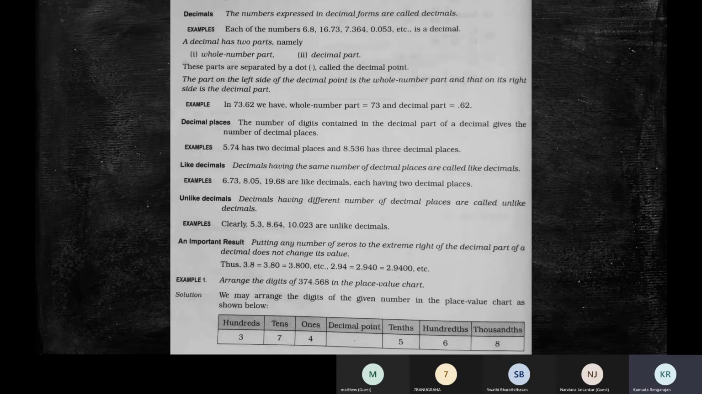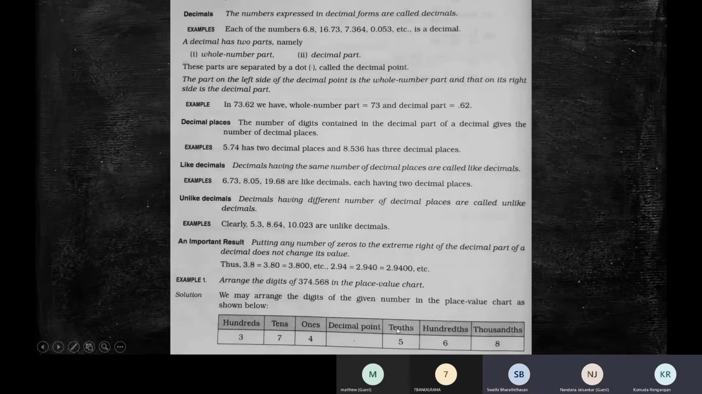Thank you, children. Yeah, so see the decimal, the place values here. Decimal point, ones, tens, hundreds, as usual. It goes on, thousands, 10,000, like that. Am I audible, children? I'm back, am I audible?